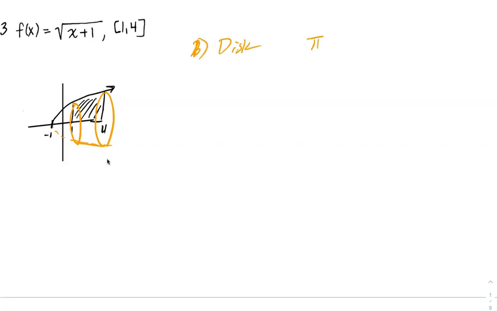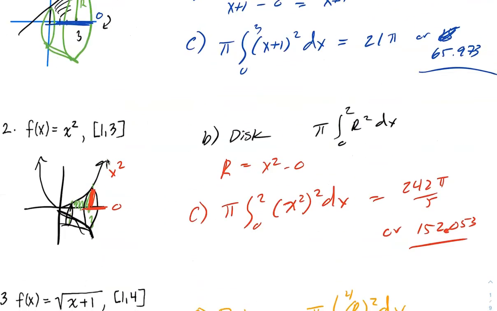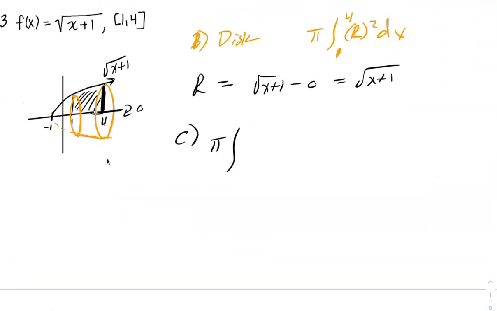So the formula is going to be pi integral from 1 to 4 of capital R squared dx. So what's my capital R? It's this guy here, right? The top equation, square root of x plus 1, minus the thing you're spinning across, which is x equals 0. So we're going to get square root of x plus 1 minus 0, which is just square root of x plus 1. So my formula is going to be pi integral from 1 to 4 of my capital R, square root of x plus 1, squared dx.